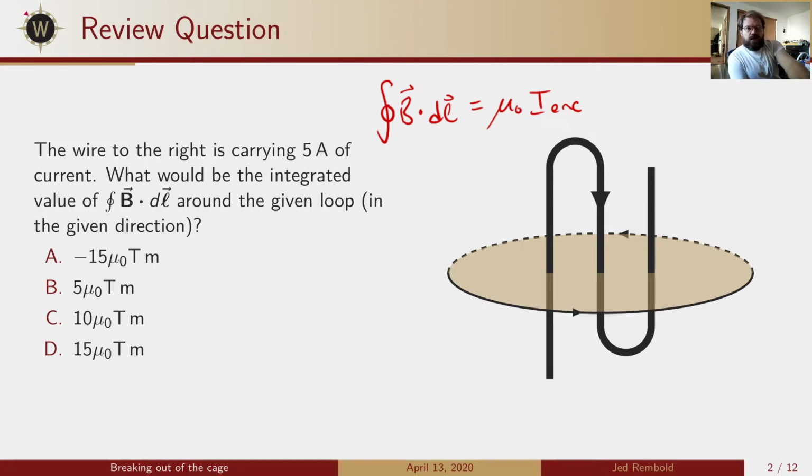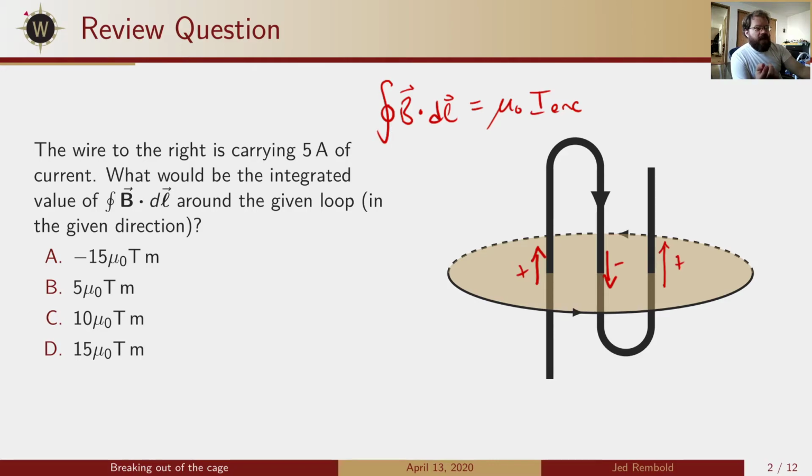And then it's just a question of keeping track of all the different places that I have current piercing my loop. Here I cross the loop going upwards, so that's going to be a positive contribution. Over here, I cross the loop going downwards, so that's a negative contribution. And over here, I again cross my loop going upwards, so that's a positive contribution. It's the same wire, the same current throughout the whole thing.